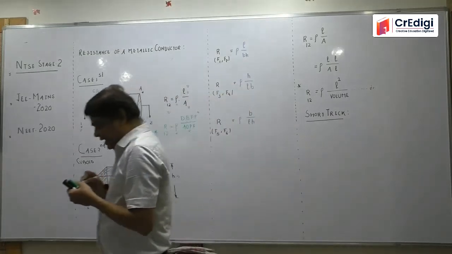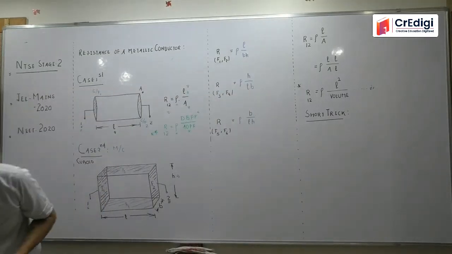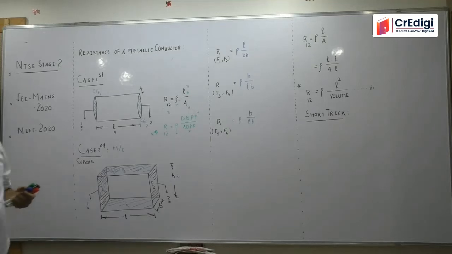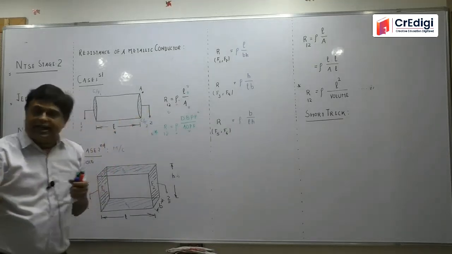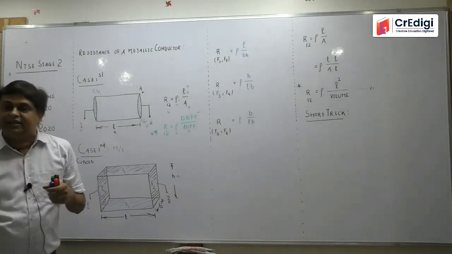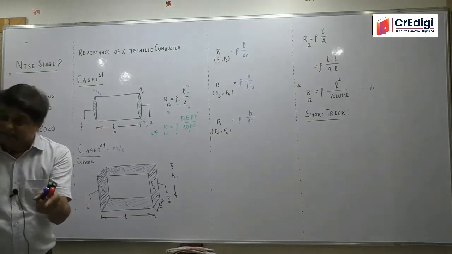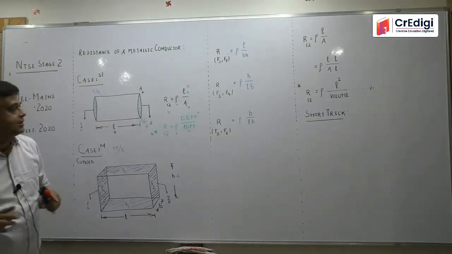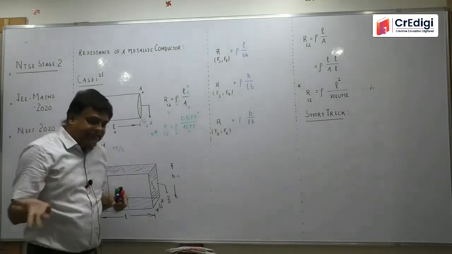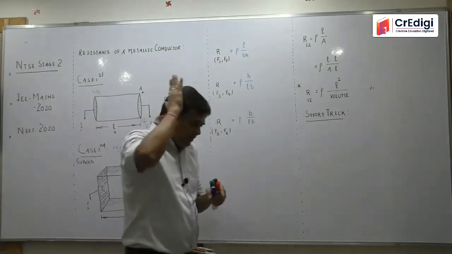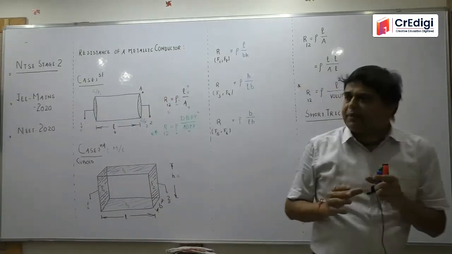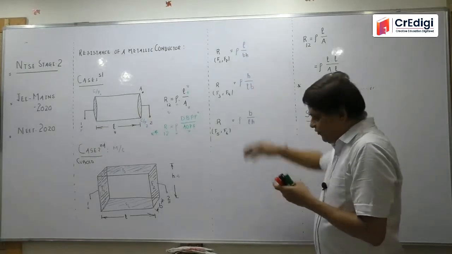A conceptual change came in you: R equals rho L by A. L is not simply the length. L is the distance between the two parallel faces between which we want to calculate the resistance. And what about the A? A is the area of cross section of the face. Okay, your concept is built, and you have noted down these formulas.